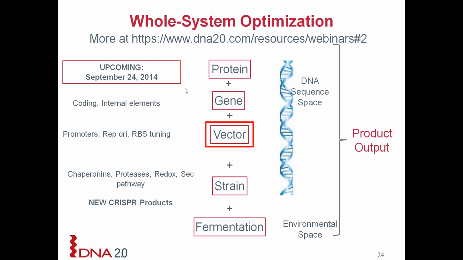We also have an exciting protein GPS webinar coming up on September 24th. I encourage you to attend that one as well to explore how we are using machine learning to optimize at the amino acid level. And then for strain engineering, we also have new CRISPR products, CRISPR-Cas9 products that we are launching for yeast and E. coli as well, so stay tuned for that.